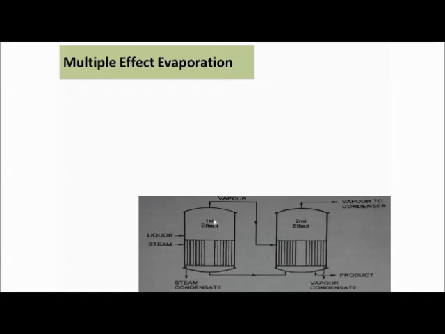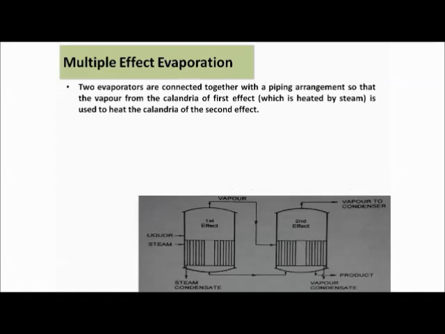Whatever vapor is formed in this first evaporator will now be used to heat the tube of the second one. That tube of the second one will be heated, right? And here the liquid which is present will again get heated, and finally the vapor which is produced here will be connected to a condenser to condense the liquid. So it's a simple connection of two evaporators. Two evaporators are connected together with a piping arrangement, so that the vapor from the calandria of the first effect is used to heat the calandria of the second effect.